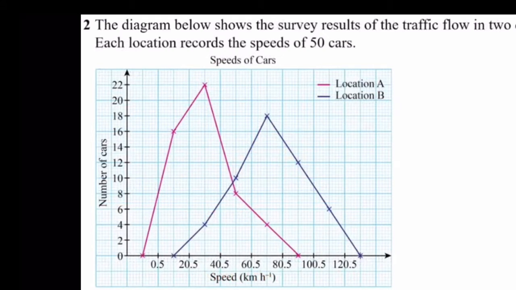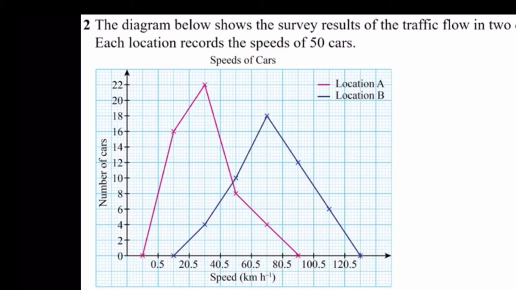The diagram below shows the survey results of traffic flow into town. Each location records the speeds of 50 cars. So you can see location A is in pink color and location B is in blue color. Then for the number of cars and the speed, it seems like the pink color has the number of cars having speed which is lower compared to the blue one, which is location B.